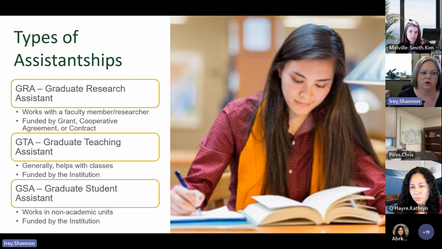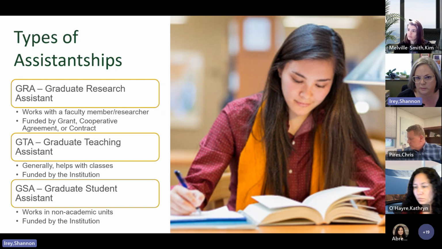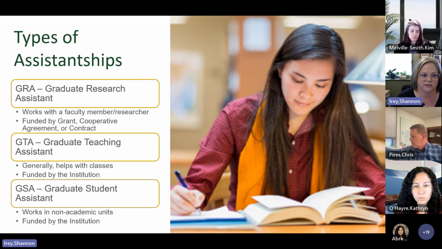So GRAs are going to work directly with a faculty member, a PI, a researcher. They're going to be funded by a grant, a cooperative agreement, or a contract possibly. They can also work on a department account, right? They could work on 22 accounts, 64 accounts, etc. But normally they are fully funded by a department.